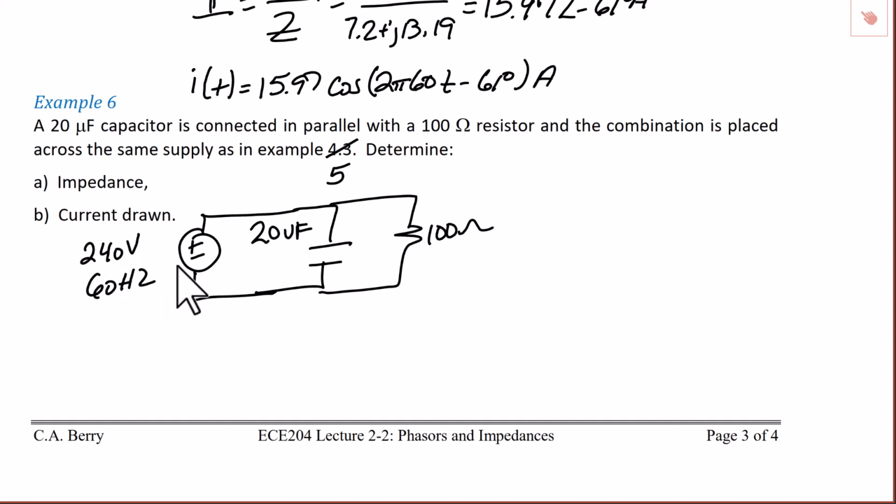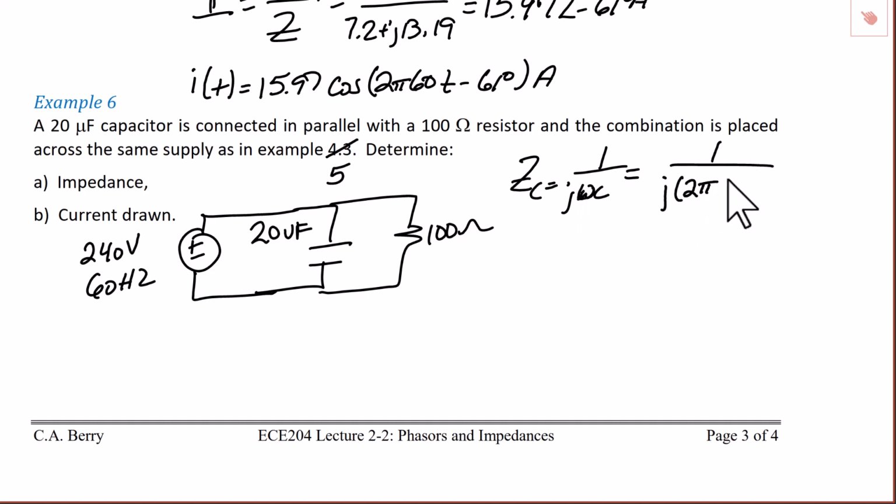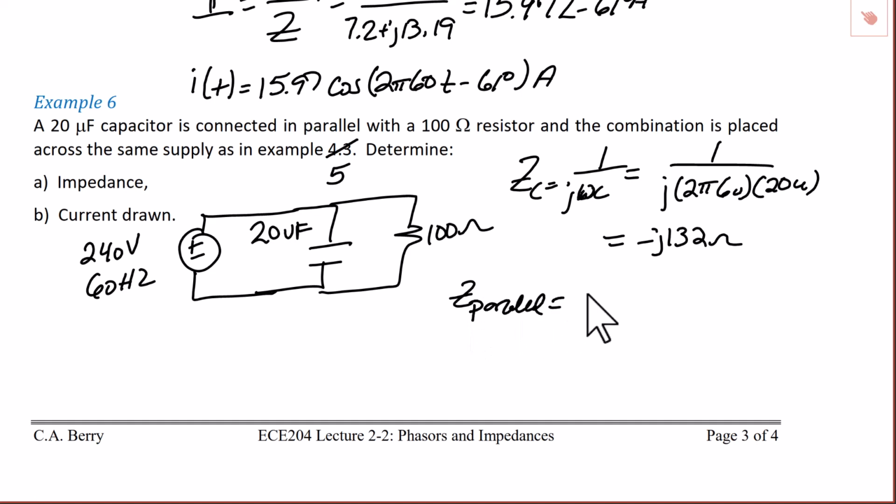The impedance of the capacitor is 1 over j omega C, or 1 over j times 2 pi times 60 times 20 micro, which yields an impedance of -j 132 ohms. So the parallel combination of the impedances would be the product over the sum, 100 times -j 132 divided by 100 plus -j 132, which yields 65.54 minus j 48.13 ohms.